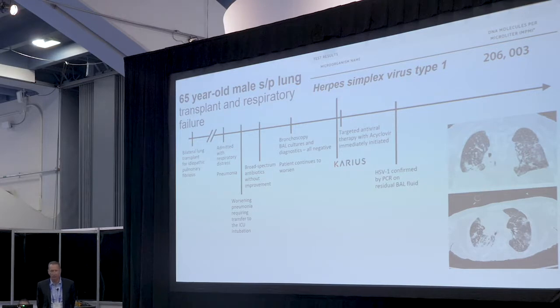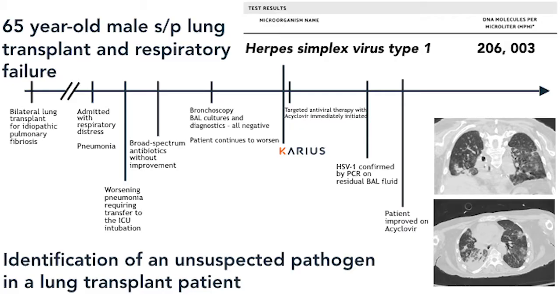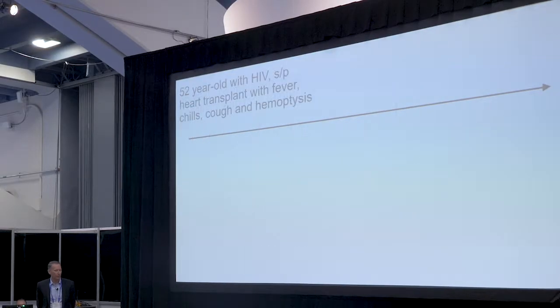We did also do some confirmatory testing as well. On the next bronch that was done, HSV PCR was done, and it was positive. We also did it on the bloodstream, and it was also positive at that point too. So the patient did improve on the acyclovir, and I think that the take-home point on this one is that it identified an unsuspected pathogen for us. He was presenting very much like a bacterial pneumonia, but when it was all said and done, it turned out to be a disseminated HSV infection. So that was one case.